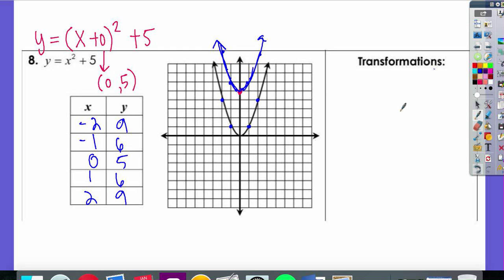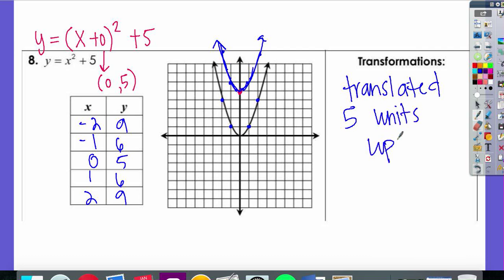So the actual transformation is that it translated, so slid, 5 units up. It was a vertical translation that time. It went up on the vertical axis, on the y-axis.